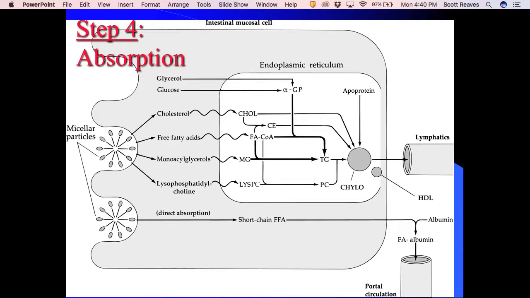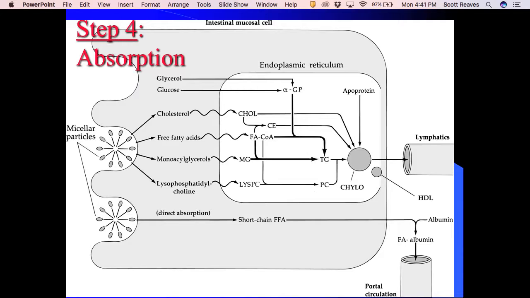Okay? Now, this enzyme only uses, I'm going to say, fatty acids that are greater than or equal to 12 carbons. In other words, it does not work with short chain fatty acids. So that's why these are an exception.